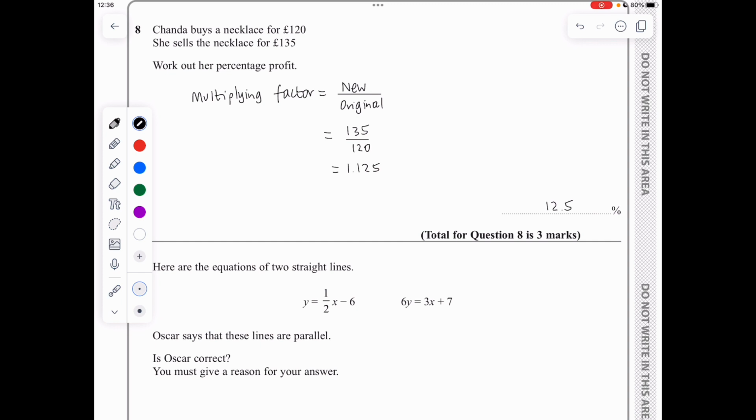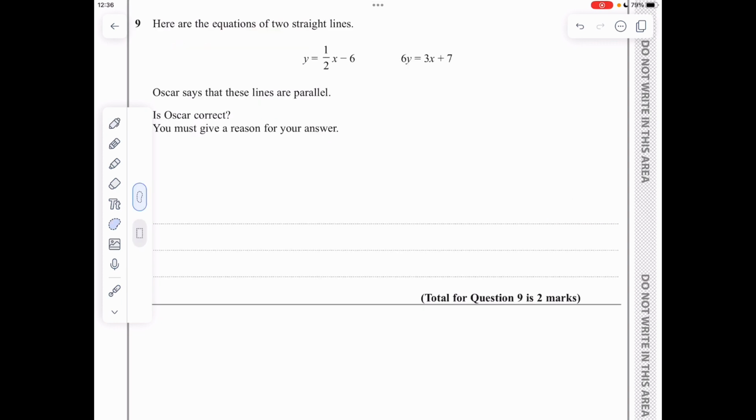That's the percentage profit. In question 9, we're given the equations of two straight lines, and we need to assess whether Oscar is correct in saying that the lines are parallel. So we should be considering the gradients. If two lines are parallel, they have the same gradient.